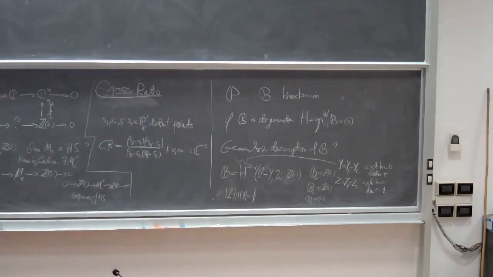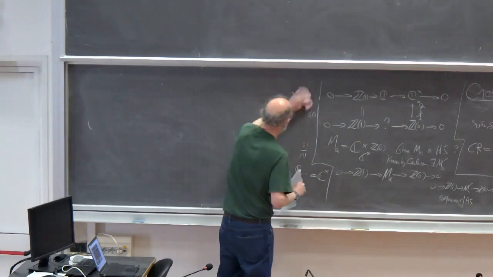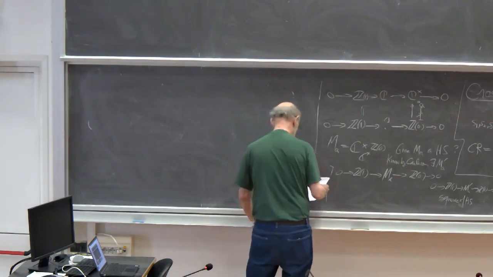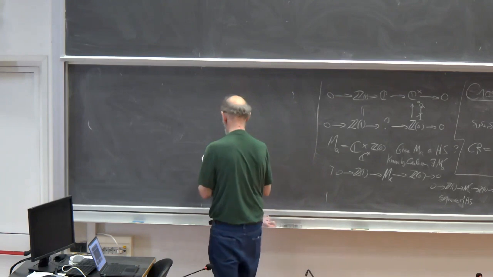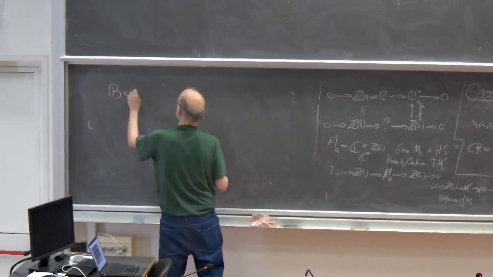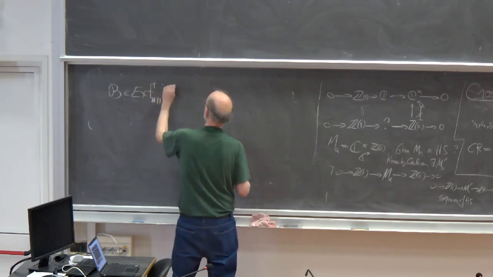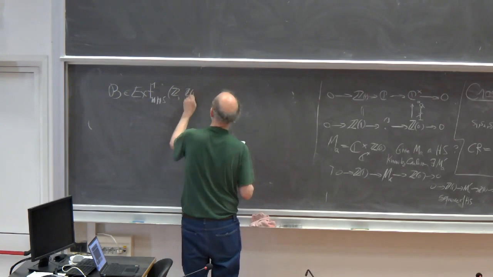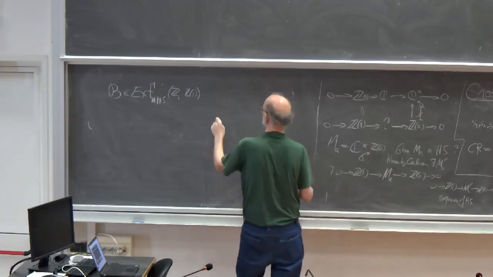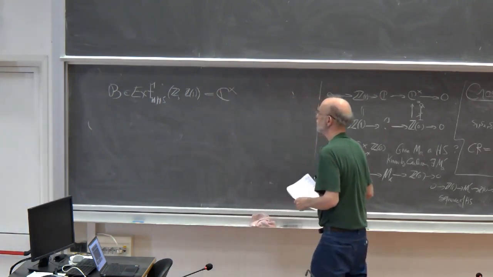Okay, so what do we get? B is an element in Ext^1 in mixed Hodge structures of Z by Z(1). And we just saw, we computed this. This is C cross.